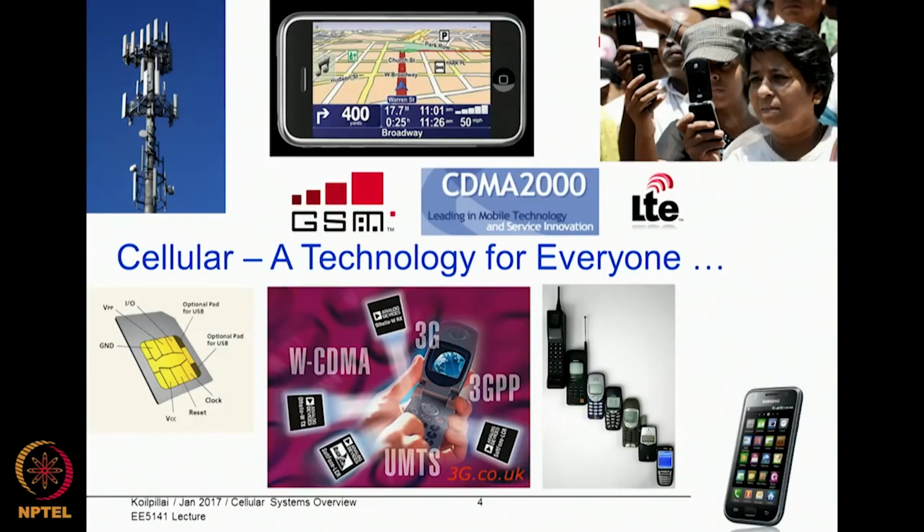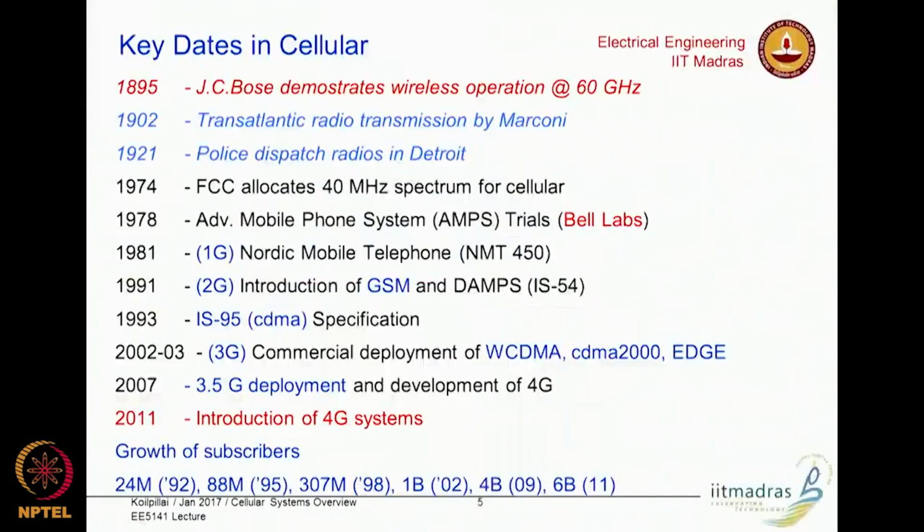Today, cellular is a common man's technology. So if you were to ask for images that describe cellular, probably you think of towers in your neighborhood, or you think of the SIM cards, or the Google Maps, or just people looking for information, and a whole variety of handsets. Today it has become very much a common man's technology.